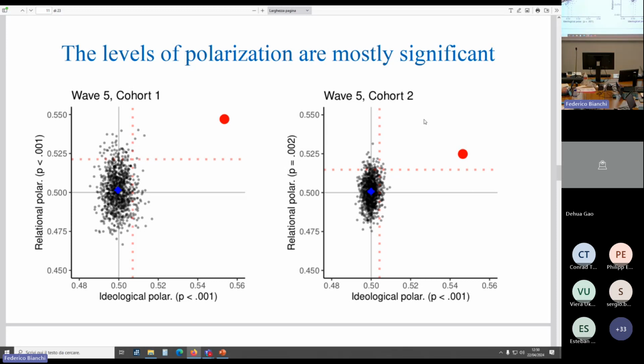And it appears that in most cases, this empirically observed value is very unlikely to be generated from this distribution. So we have a p-value that is very small. So we find very strong evidence that while the level of polarization may be small, and now I'm referring to this value of 0.56, which is on a scale from 0 to 1, it is statistically significant. So we find some significant level of polarization on a very mild level, I would say.